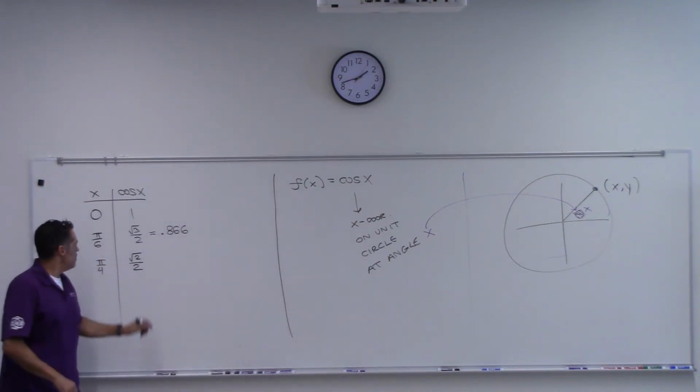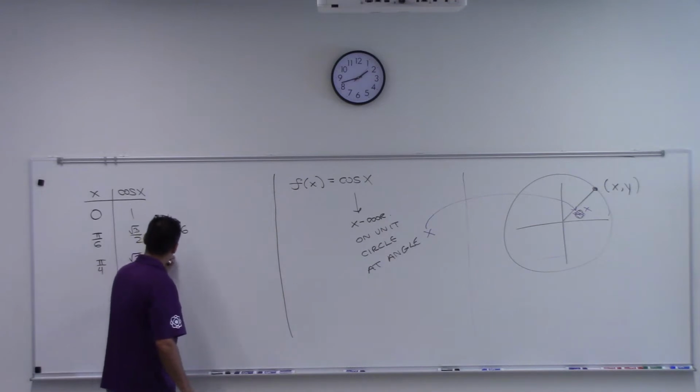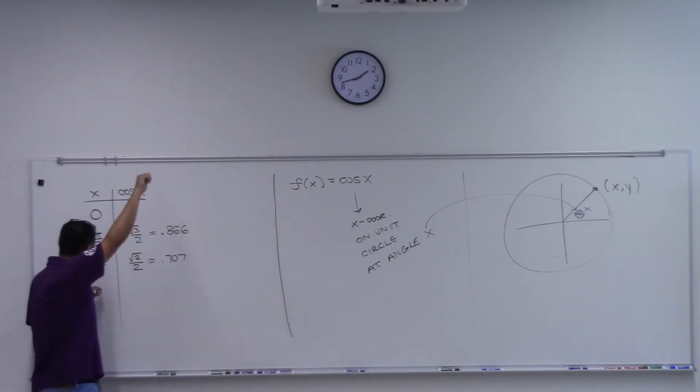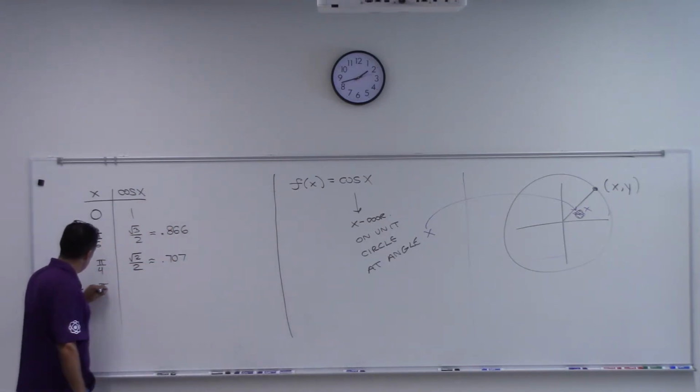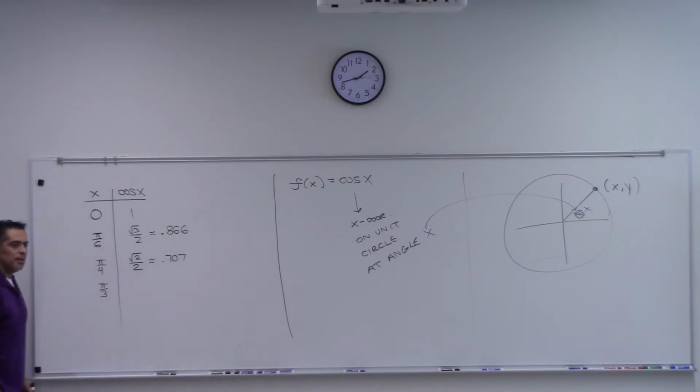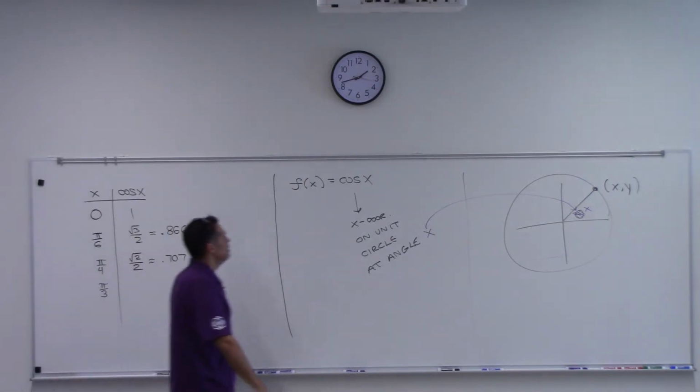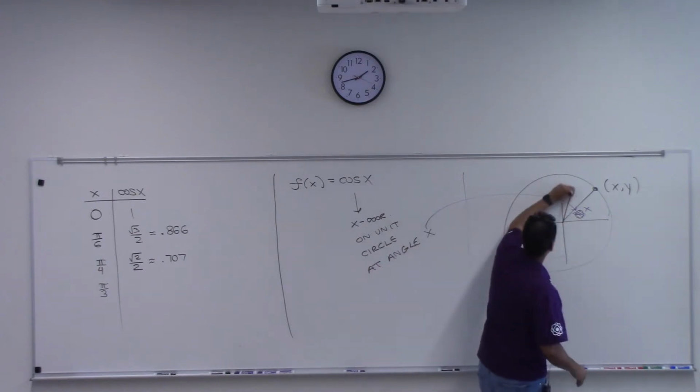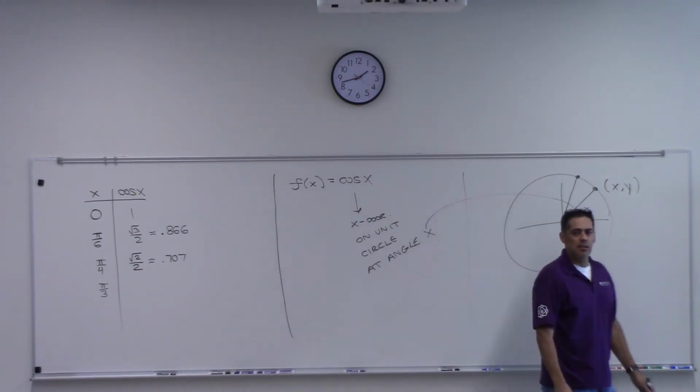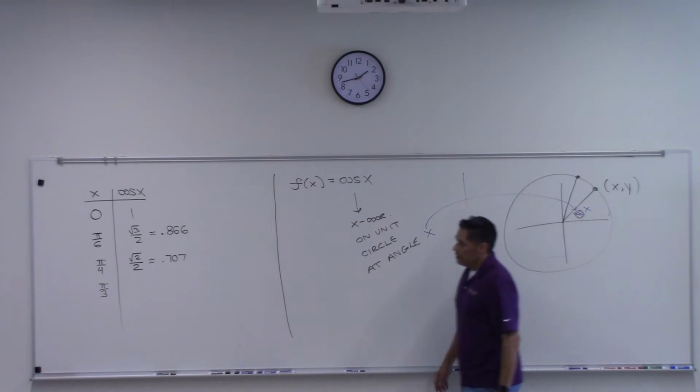Which is approximately 0.707. And you keep going. Next angle up, not straight up, but 60 degrees, pi over 3. So what's the x coordinate up there? We're talking about this one. What's the x coordinate up there? A half, right?